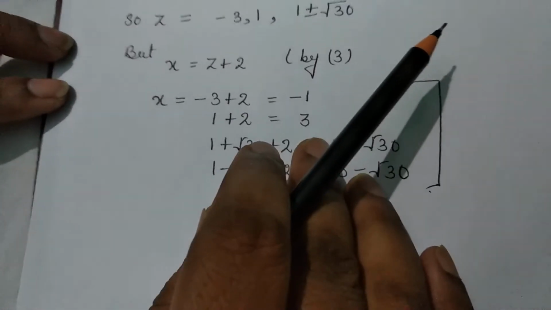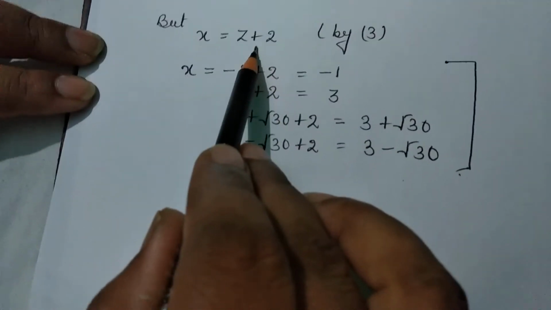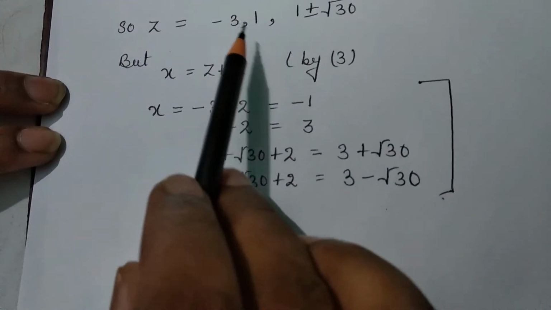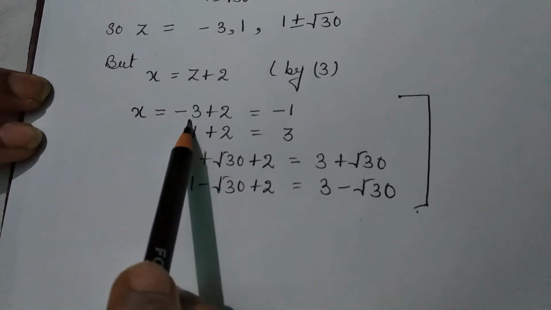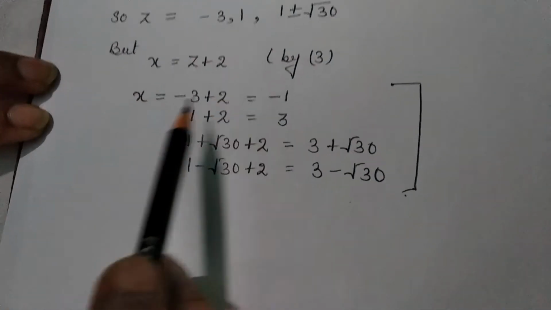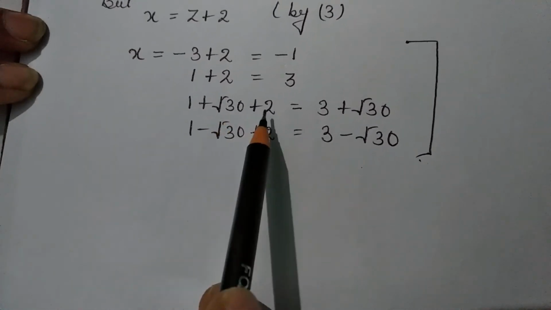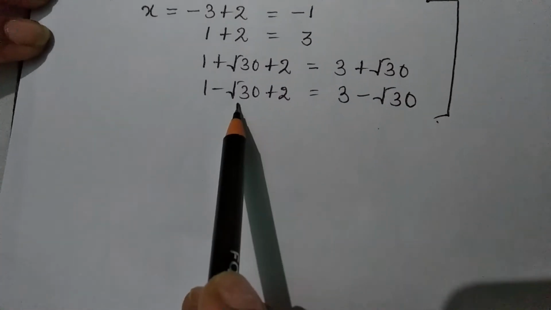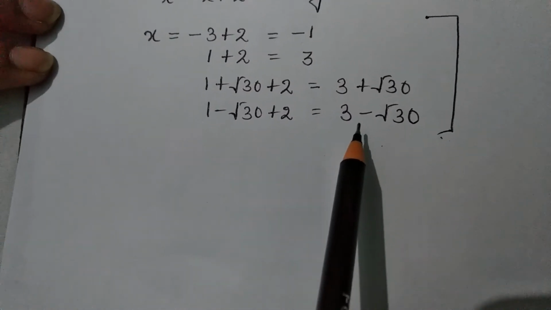But here we have to find out the value of x. And what is x? x is equal to z plus 2 by equation 3. So we'll put the value of z here. x is equal to minus 3 plus 2. It will give the value of x minus 1. 1 plus 2, that is 3. 1 plus root 30 plus 2 is equal to 3 plus root 30. And 1 minus root 30 plus 2 will give 3 minus under root 30.